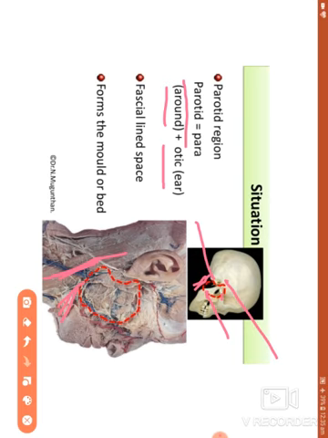So the anterior boundary is the ramus of the mandible. Posteriorly is the mastoid process. Superiorly you can see the external acoustic meatus. Inferiorly are the sternocleidomastoid and the posterior belly of digastric.